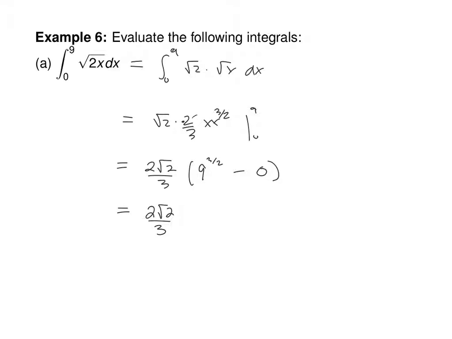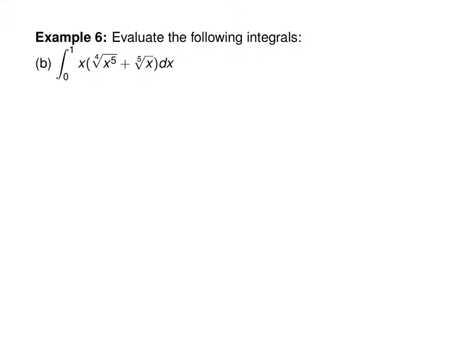What does 9 to the 3/2 work out to be? You root 9, you get 3, cubed is 27. So I think that's 2 root 2 times 9, or what? 18 root 2. But the kicker is, it has to just be x to a power. That's the really important thing in that question. Does that make sense? Okay.